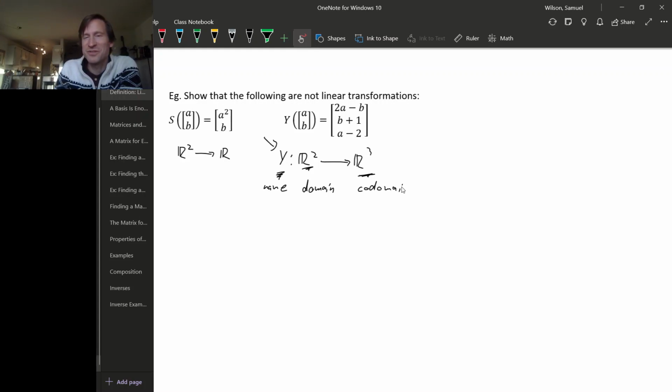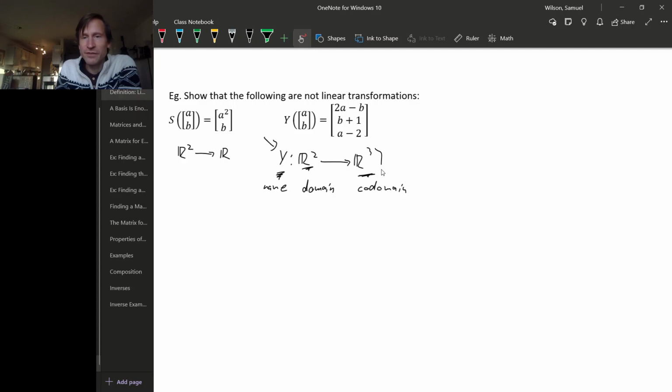There are actually two naming conventions. One naming convention is the codomain is this thing and the range is the stuff you actually hit. And then another naming convention is that this is called the range and the stuff you actually hit is called the image. So we'll stick with this naming convention for now.